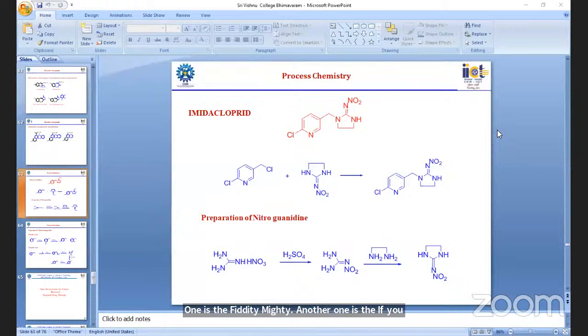How can you make the nitroguanidine first intermediate? You can take the guanidine nitrate. If you treat it with sulfuric acid, you will get nitroguanidine. If you condense it with ethylene diamine, you will get one of the fragments.